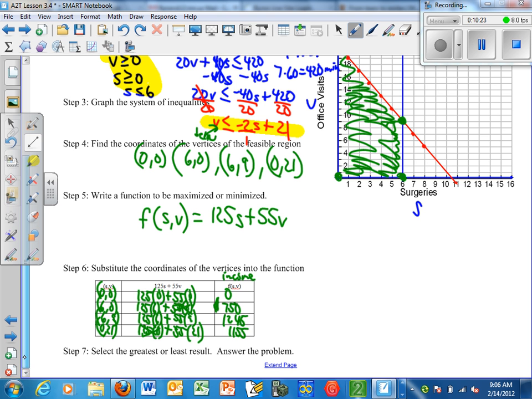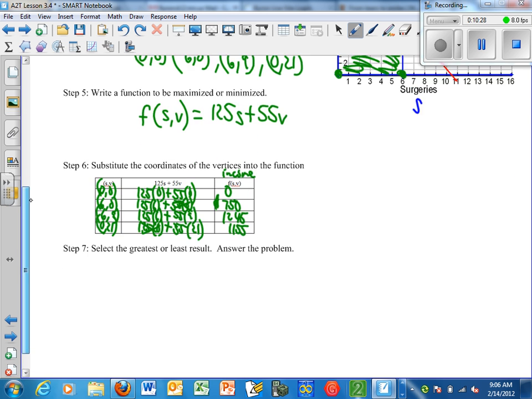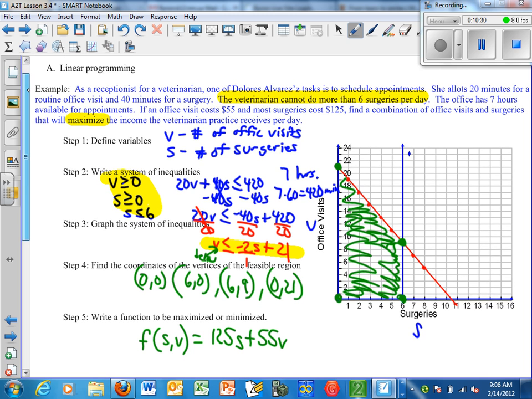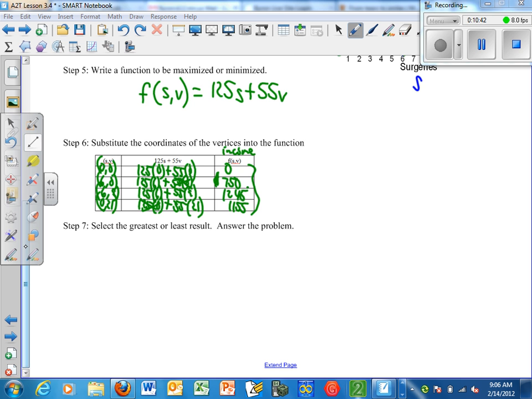So the whole problem, if you remember right, let me scroll back up there. The problem stated maximize the income. So we want to look for the maximum. So I want to look at these four, which were from inputting the values from my vertices, and find the biggest. And right here, 1245 would be the maximum income. So $1,245 is the max. That occurs at the coordinate 6, 9.